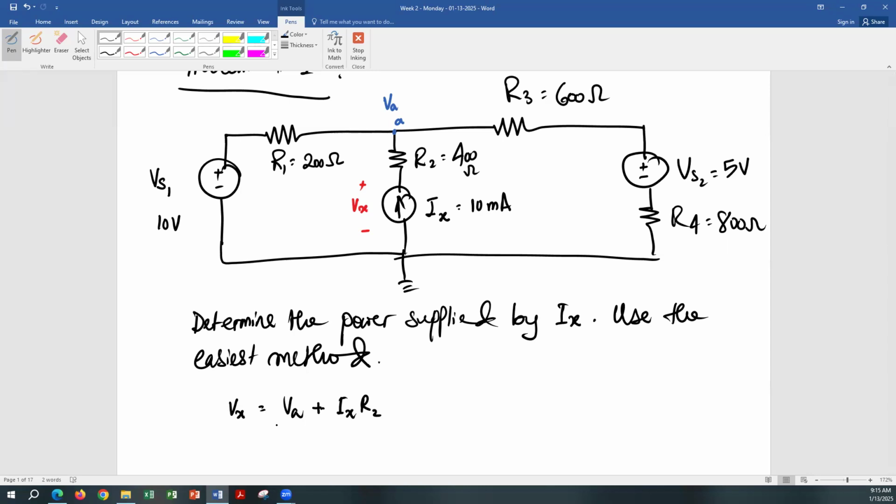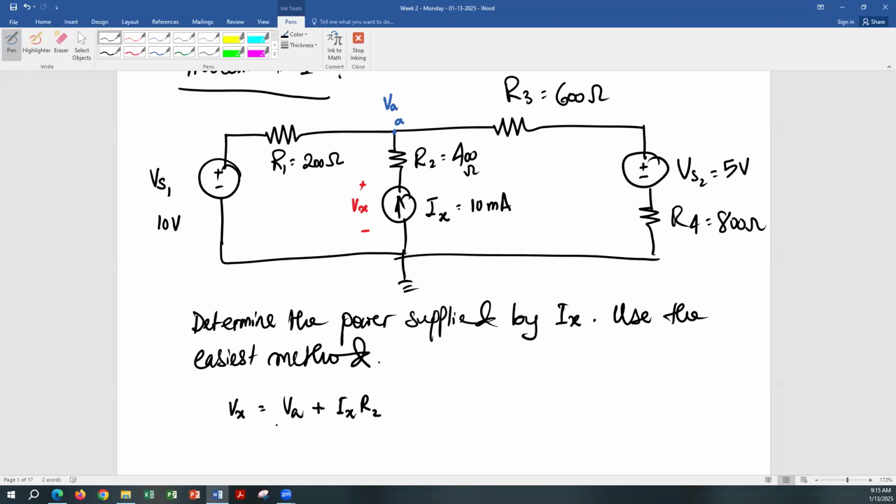Okay, so Ix is y. What is 0? Well, yeah, the ground is 0, but Ix is a current source, which is supplying current at VA. Why is it going to be negative voltage?